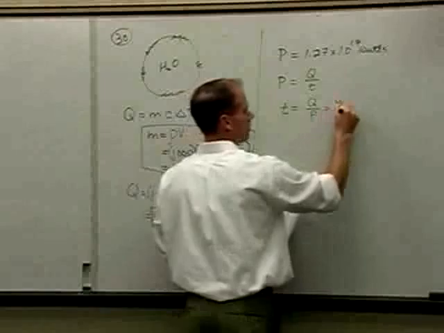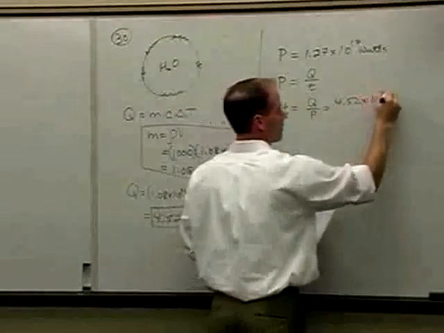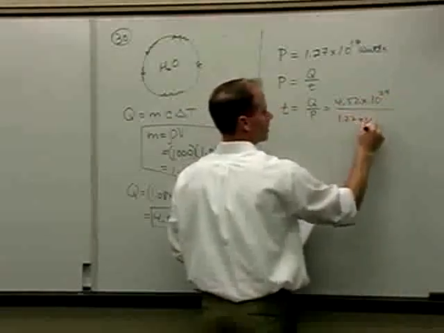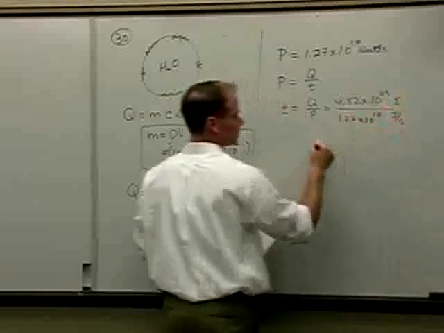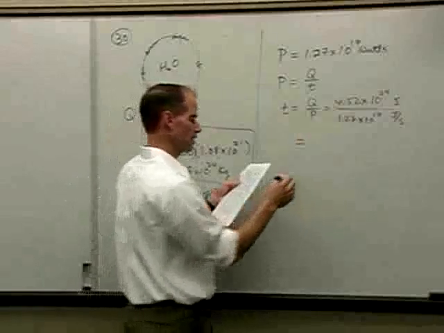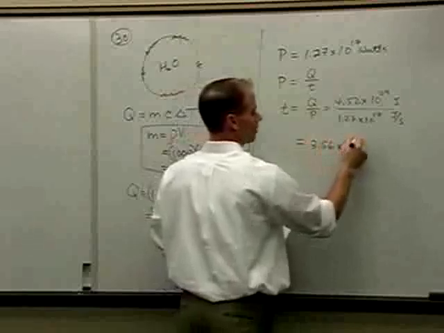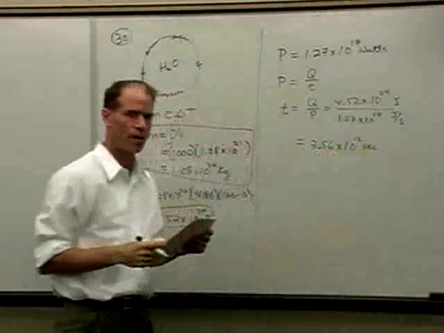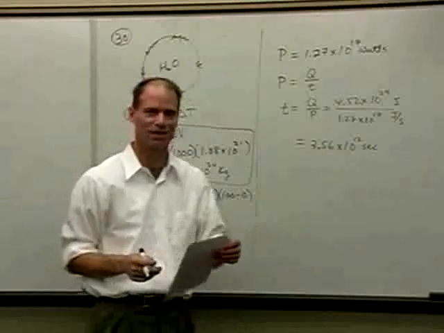And that's going to be 4.52 times 10 to the 29 joules, divided by 1.27 times 10 to the 17 joules per second. And this will be the time in terms of seconds. That's going to be 3.56 times 10 to the 12 seconds. It's required. Now, none of the answers are in seconds, so we need to put this into years.